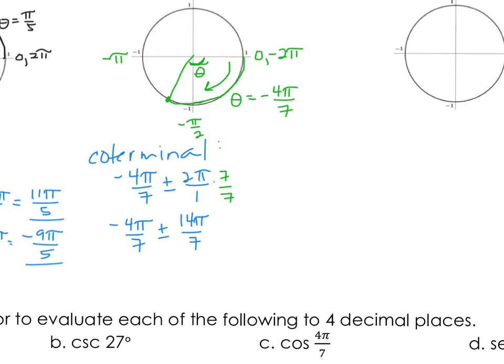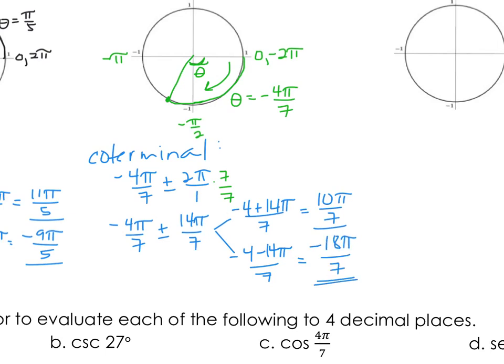There's kind of our template to use, so now we're going to add them and subtract them. -4 plus 14 pi all over 7 would give us positive 10 pi over 7. If we went counterclockwise starting at 0, we'd end up at that same boundary location. Then if we do -4 minus 14 pi over 7, that would give us -18 pi over 7. And there's our negative coterminal measure to -4 pi over 7.